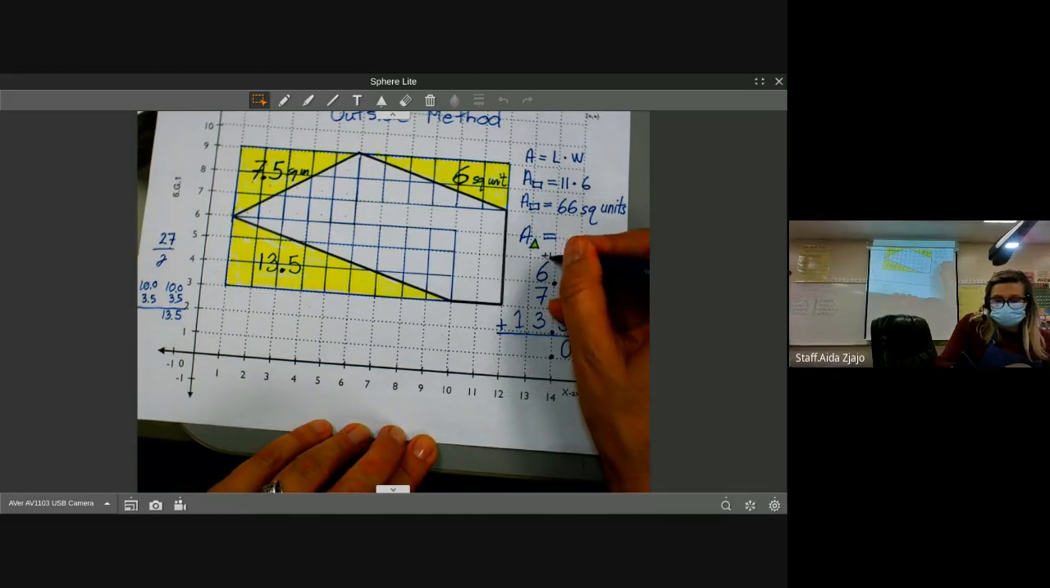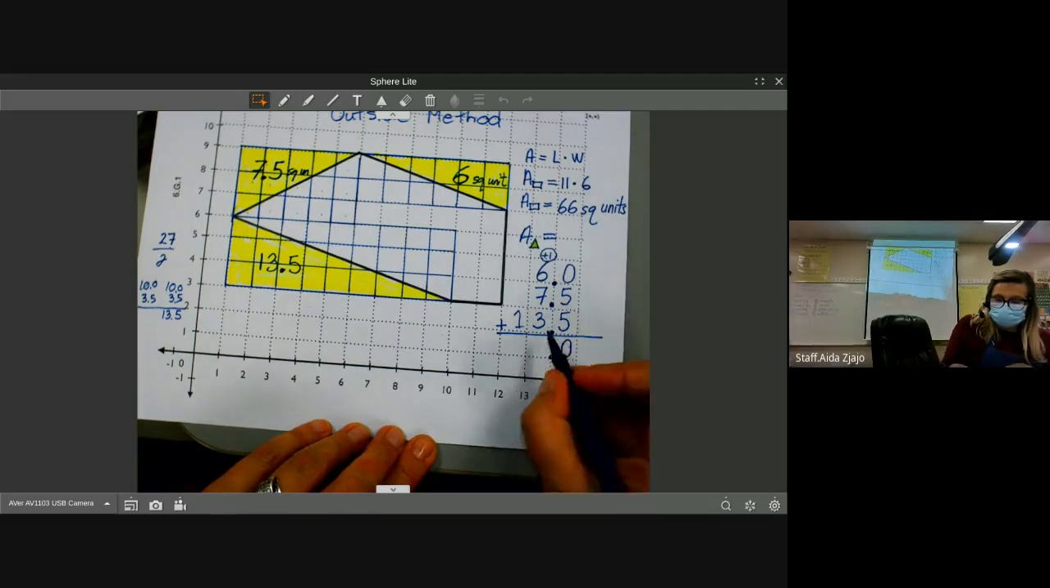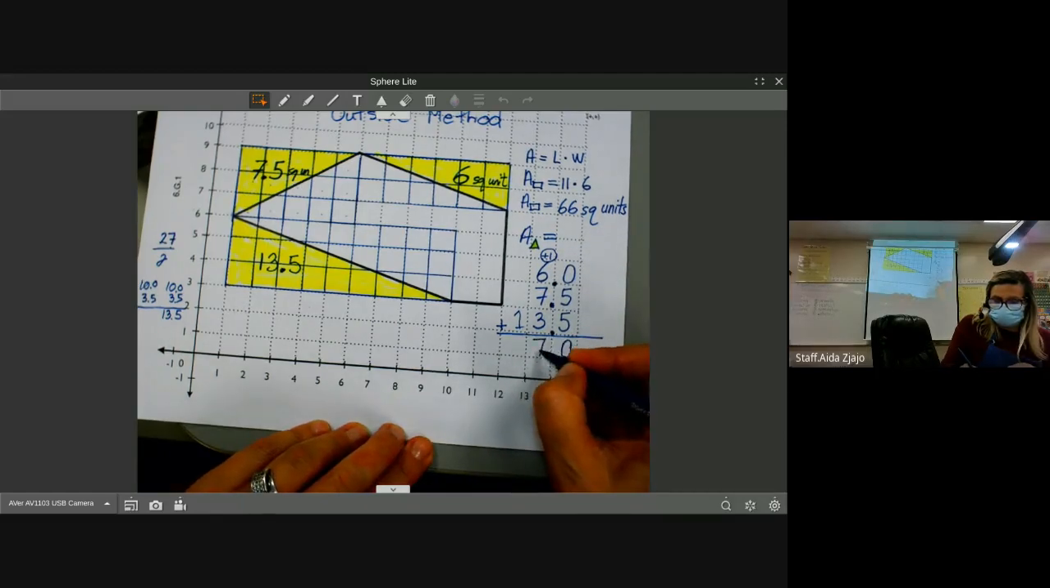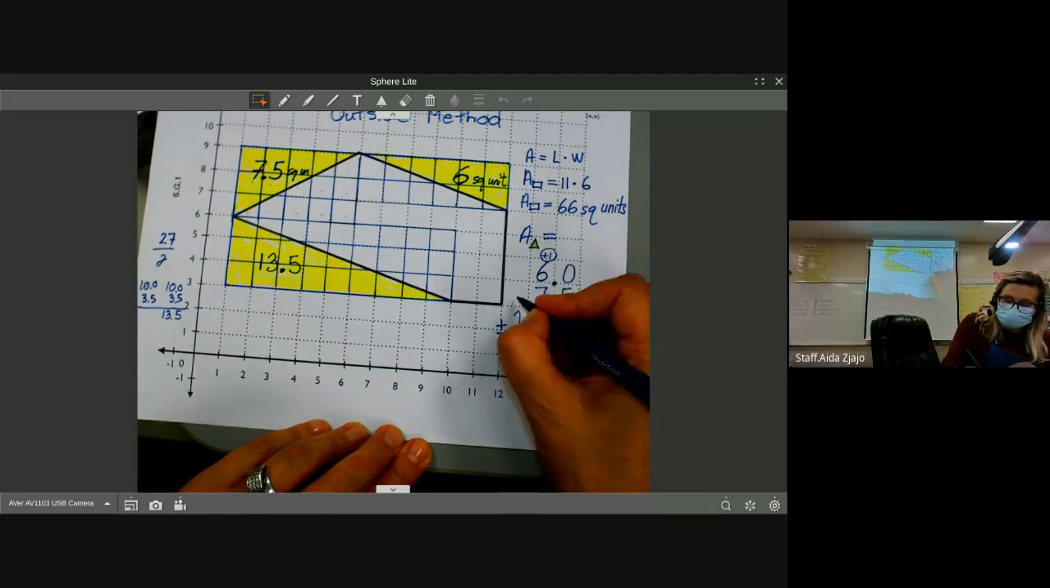So the first two equal 13.5. So what is 7 plus 3? No. What is 7 plus 3? Oh, 10. But I did 6 plus 1? 7. Is it 7 or 17? 17. And add one more.